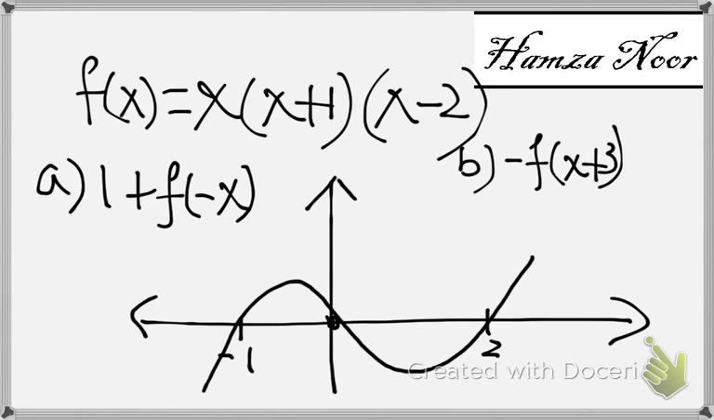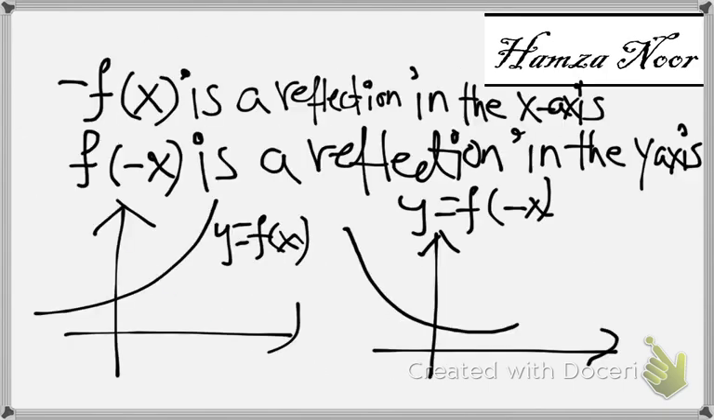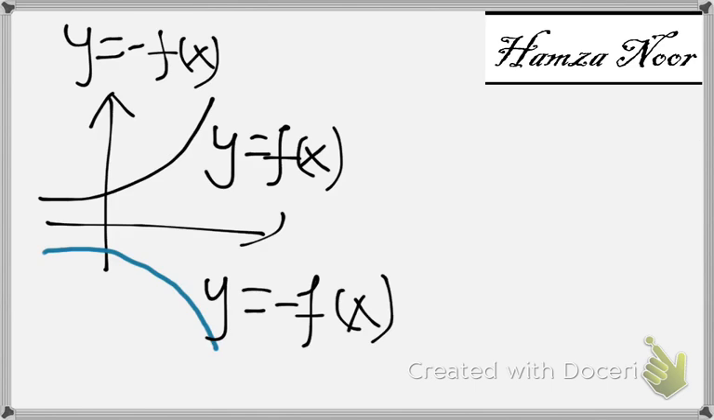Okay, so this is the graph of y equals f(x). How many coordinates do you have? You have (0, 0), (-1, 0), and (2, 0). All you need to do is perform the process of transformation. First, you need to reflect it in the y-axis.